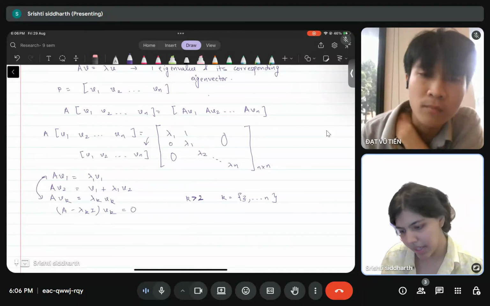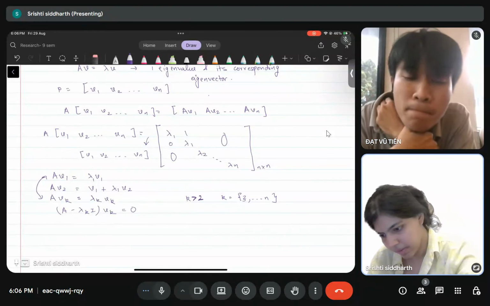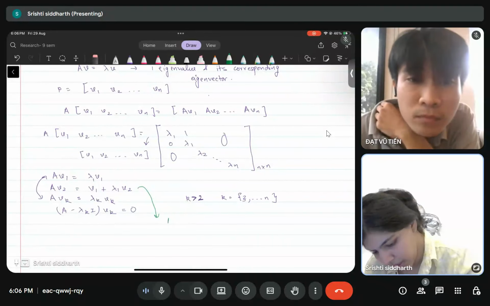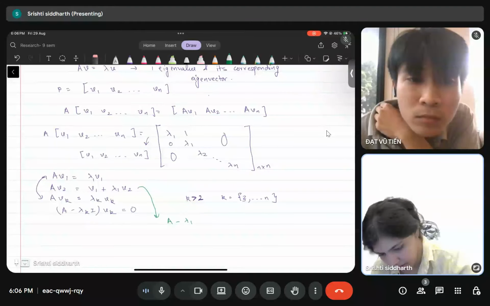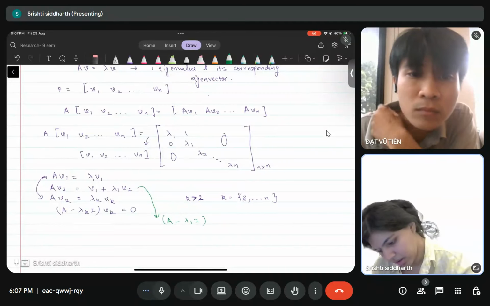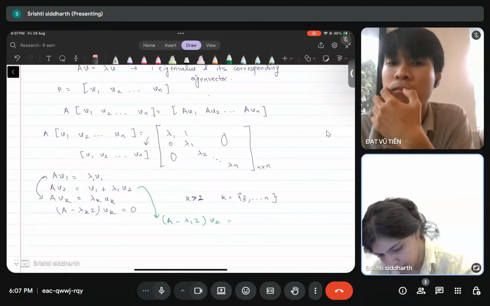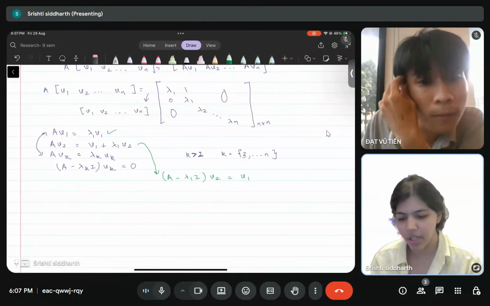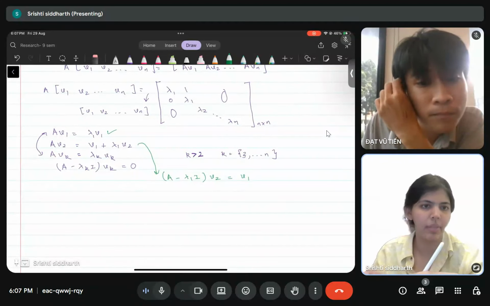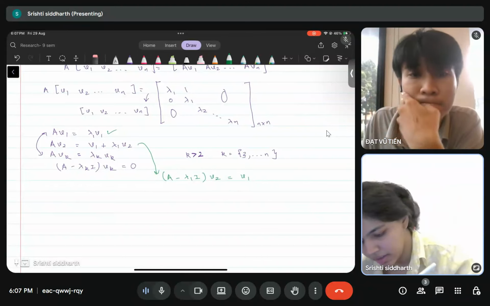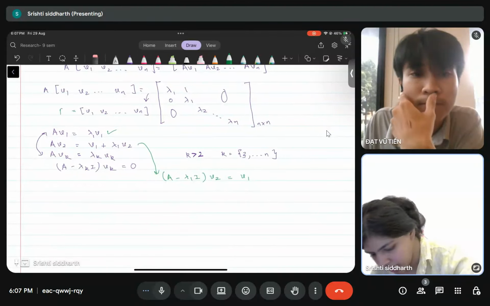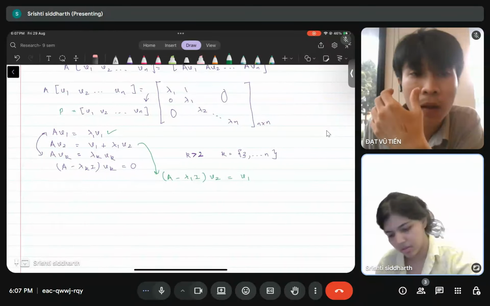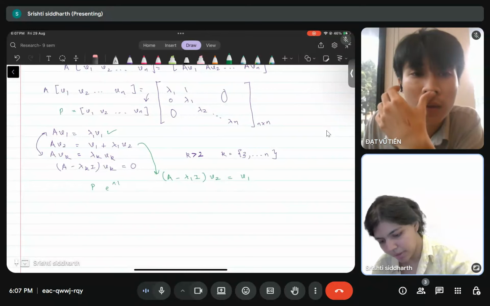But if we have repeating eigenvalues, for example the first one, and we want the second eigenvector, this would be A minus lambda 1 I times V2 should be equal to V1. So you find this out using the general expression, and then you plug this into the second one to get it. This way, this would be P, and P would be invertible. So we can still do P and P inverse.